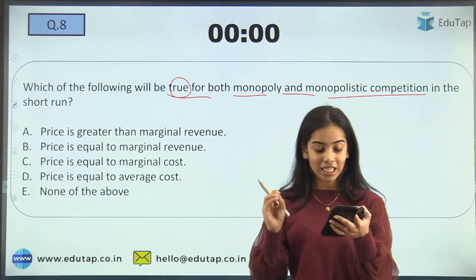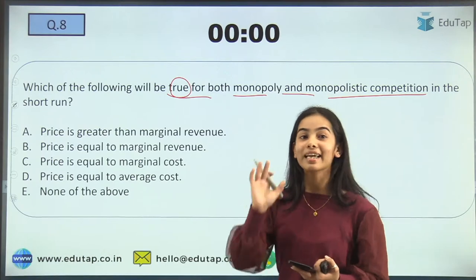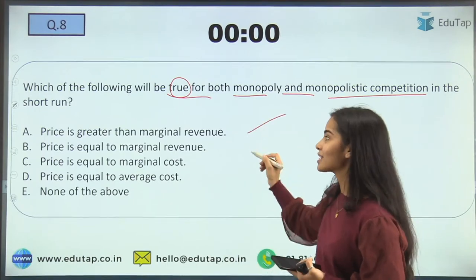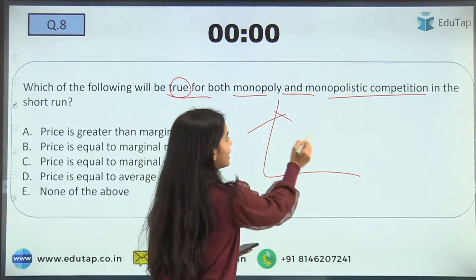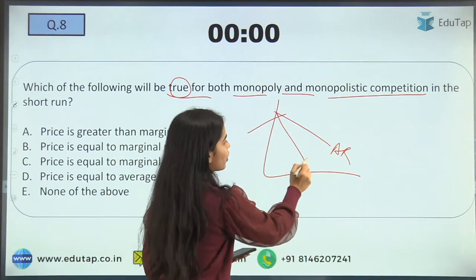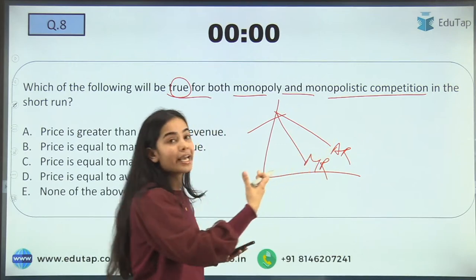Getting the answer, Devajni, Karan, Nilesh, you people are so fast and so right, and this is the right answer. It is very easy to understand once you have the graph, that is, AR will be higher than MR.